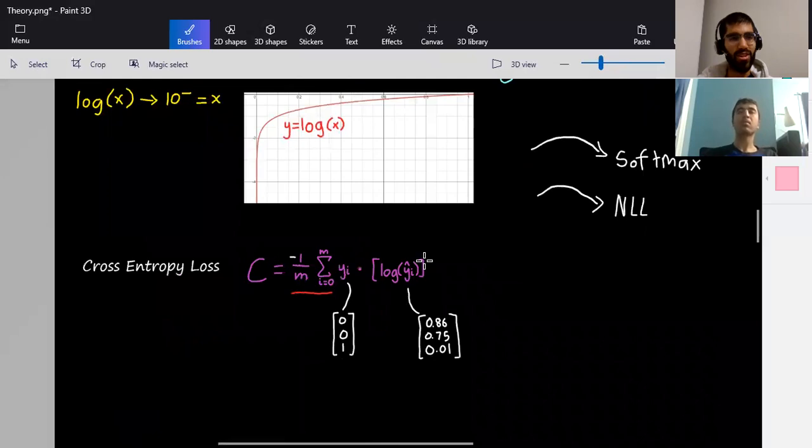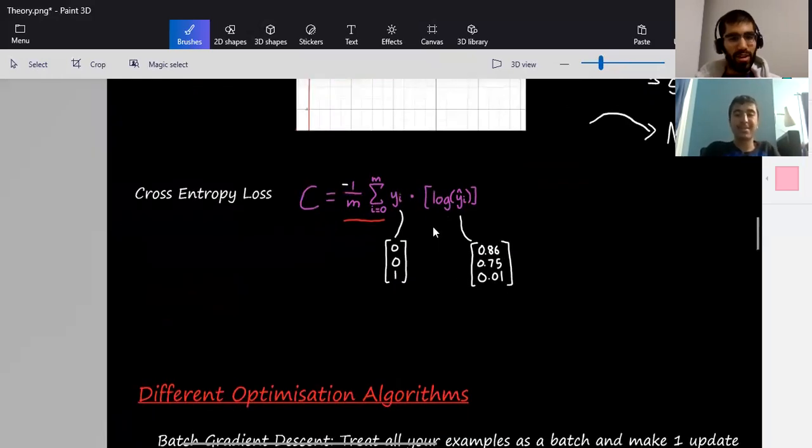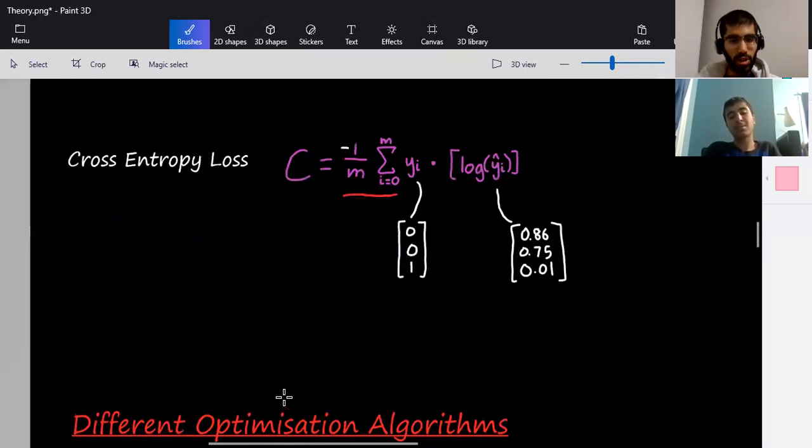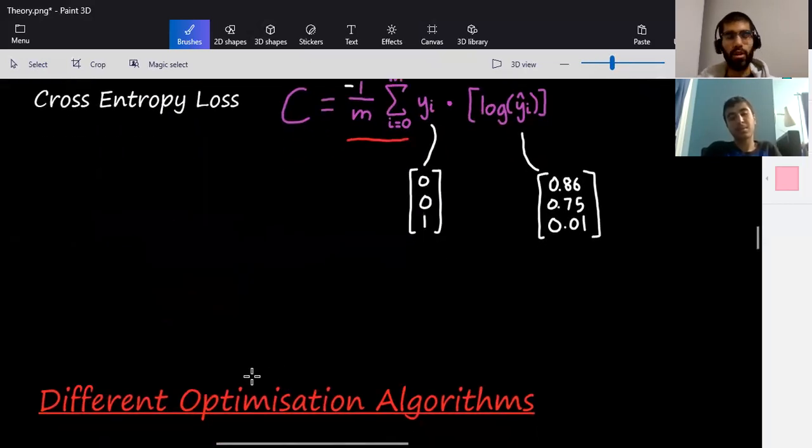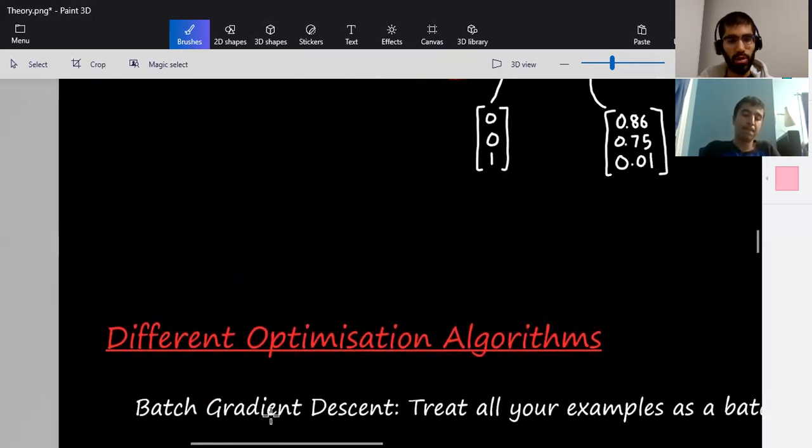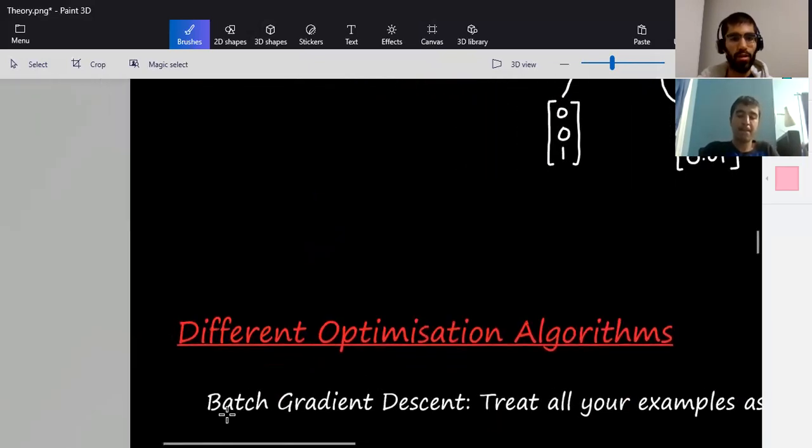All right, that's part 2 done. One last part and we're all good. The last part, as I mentioned, is different optimization algorithms. So far, we've only learned about one: batch gradient descent. Now, I didn't call it batch, I just called it gradient descent, but technically it's batch gradient descent.